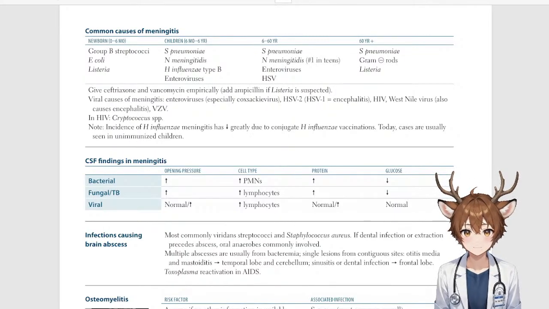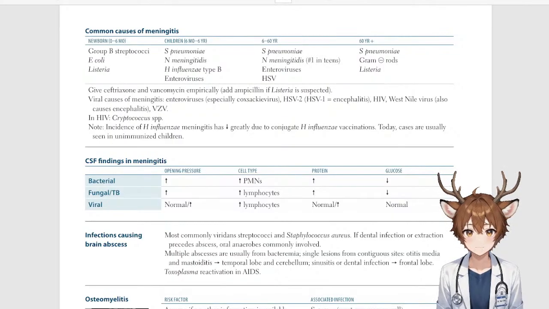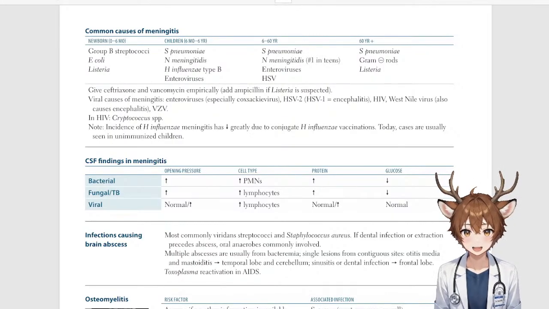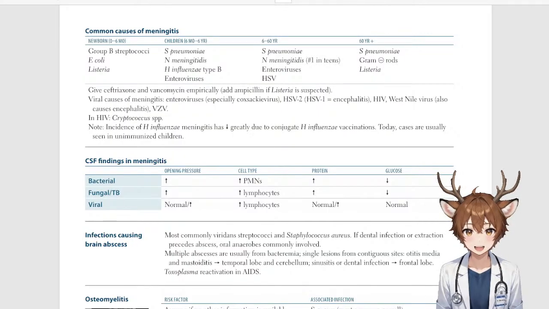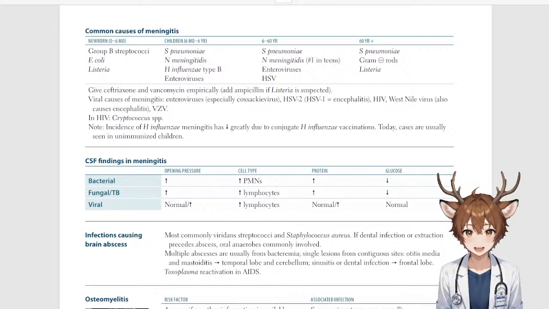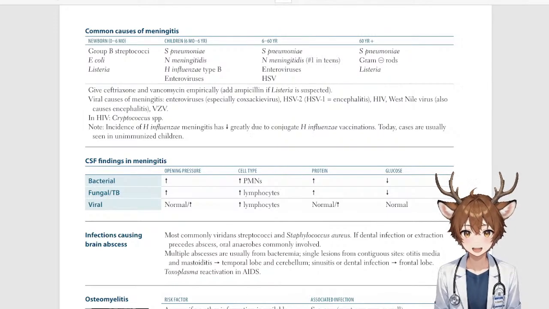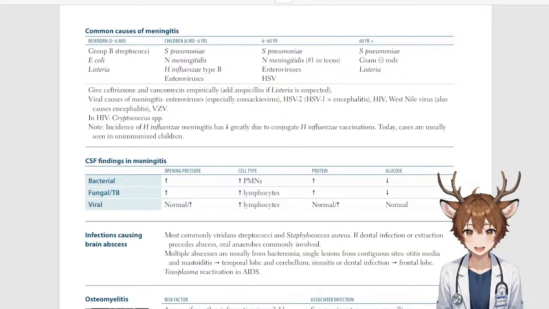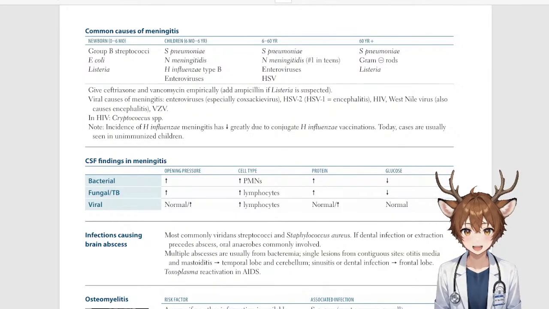What about viral? Viral, you have normal or elevated opening pressure, so you can't really rely on that one necessarily. Elevated lymphocytes, very important, elevated lymphocytes, normal or elevated protein, and then normal glucose. Why? Because viruses are not biologically alive. They do not need glucose to survive. They are not considered a life form in the way that a bacteria would be considered a life form, or fungi would be.